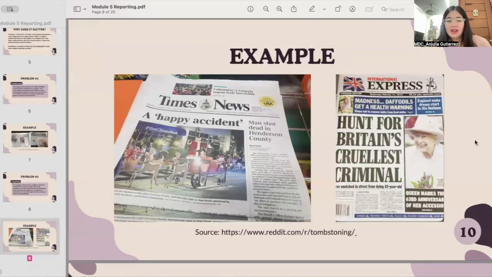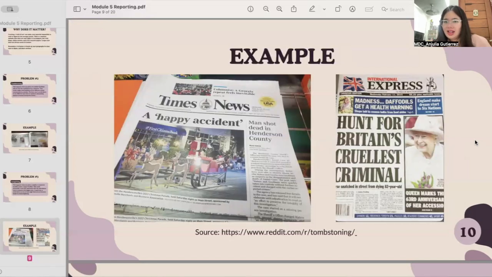As you can see, here we have two main headlines, like a happy accident, and then you have a smaller story on the side, man shot dead in Henderson County. So it might imply that the happy accident is this tragic murder here. It shouldn't look that way, basically. And also the hunt for Britain's cruelest criminal.